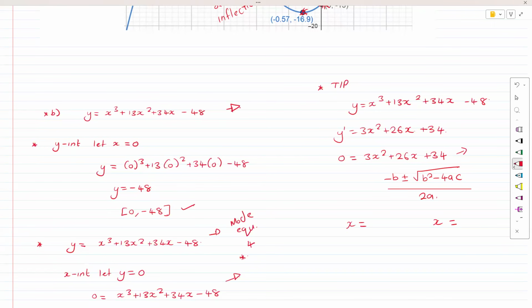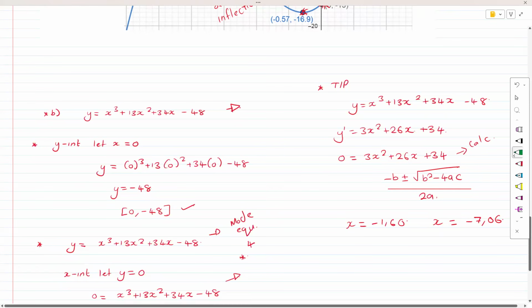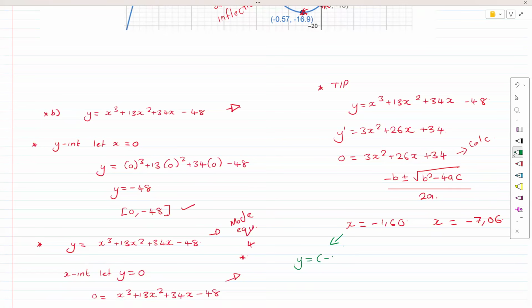Right, guys, again, you could use your calculator as well. I got negative 1,60, and then negative 7,06. The last step would be to substitute into the original equation, guys, not into the first derivative. Don't make any mistakes with that one. Then you're going to get a very ugly graph.